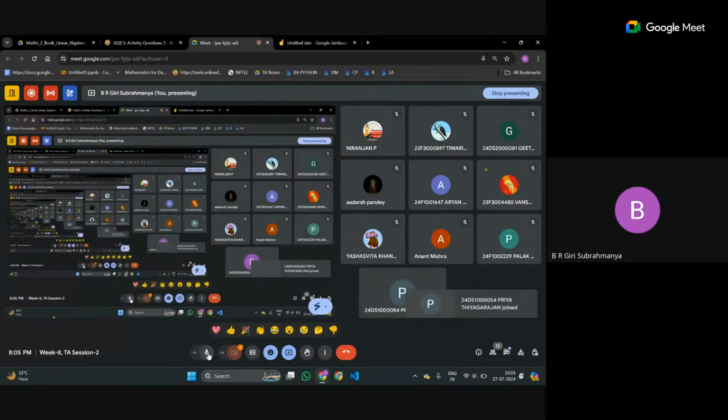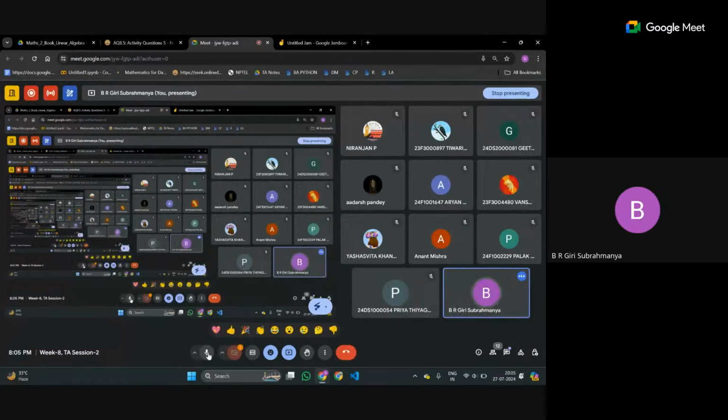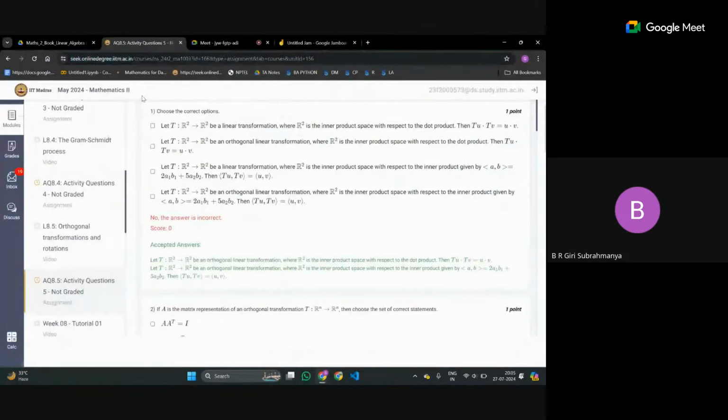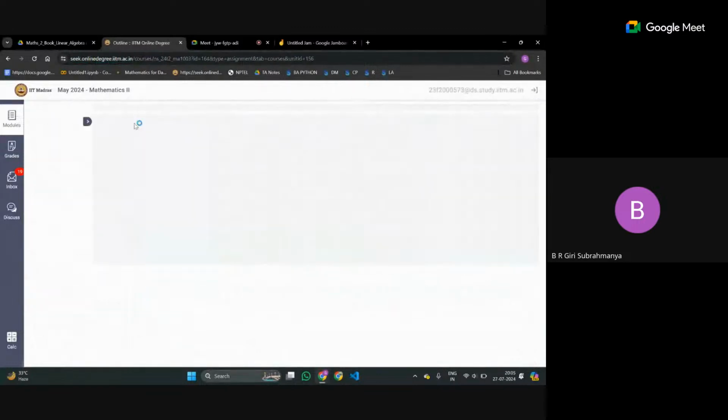So 8.4. I hope everybody knows about projections, right? Everybody knows how to project onto a line or project onto a plane in R3. If you know, I think it'll be easy for you. Anyway, while doing this, we'll cover those. We'll start with 8.4.